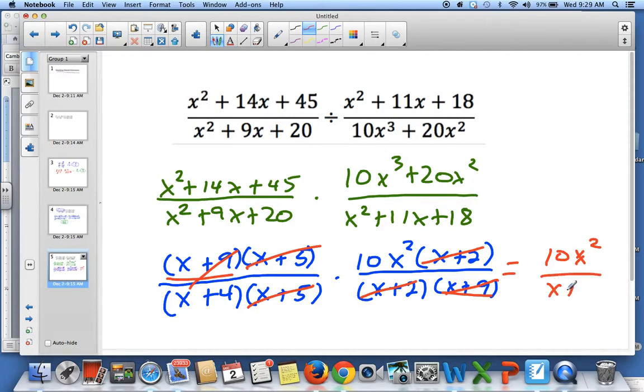over x plus 4. So these kind of problems just take a lot of practice. So hopefully in working on your homework tonight, you shouldn't have too much trouble with this. Okay.